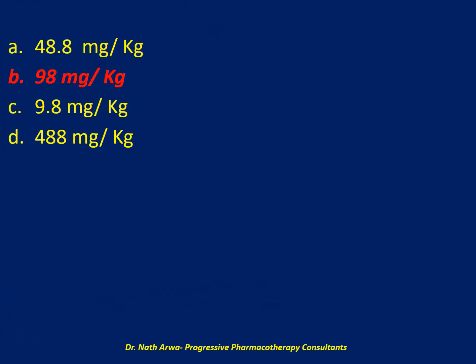So B is the correct answer. It's around 98 milligrams per kilo. Now, ferrous sulfate tablets contain approximately 20% elemental iron. The most appropriate answer is 98 milligrams per kilo, because when you multiply 30 by 325, you get 9,750 milligrams. When you take 20% of that, it gives you 1,950 milligrams of elemental iron.